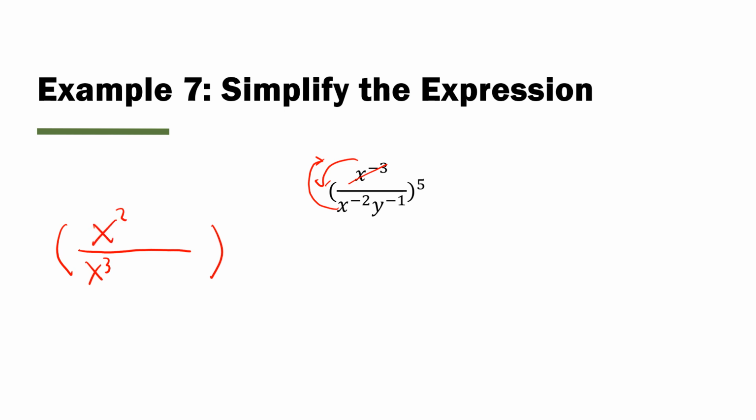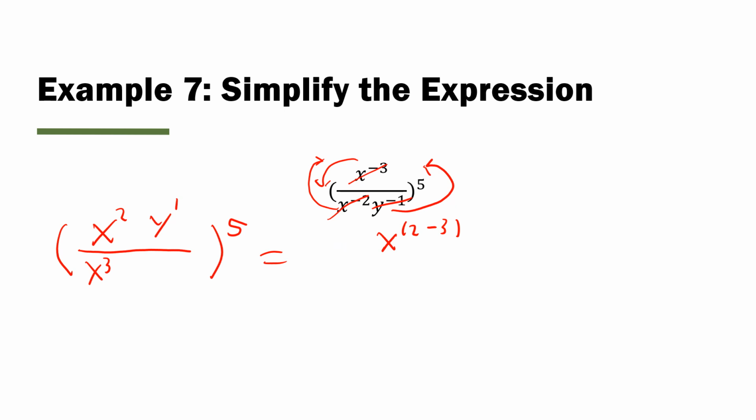This x to the power of negative 2 can go to the numerator. So we get x to the power of positive 2. And this y to the power of negative 1 can also go to the numerator. So we get y to the power of positive 1. And then we still have this 5 outside of the parentheses. Now again, I could go ahead and distribute this 5, but I see I have two like terms in the numerator and denominator that I can simplify even further. So this will become x to the power of 2 minus 3. And there's actually no denominator anymore, right? Because I just eliminated it.